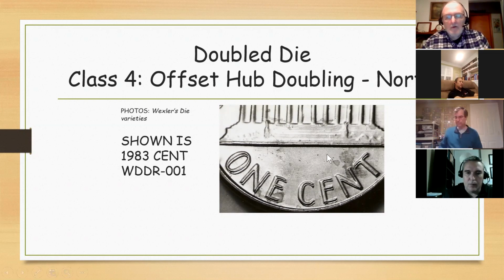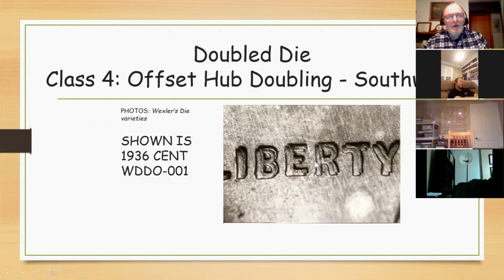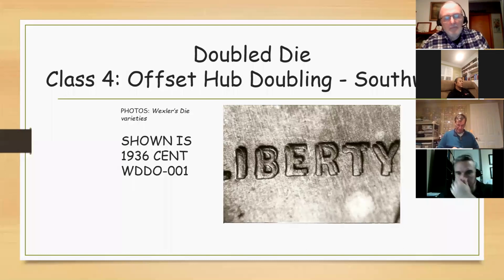Okay, moving right along again. Here's the same offset hub doubling set to the southwest, shown as a 1936 cent. It's a double die obverse, according to Wechsler, and he doesn't get stuff wrong too often. It's produced when the centers of the hub and the die are not in alignment during one of the hubbings, the same way as the other. But you notice the direction that it points in.